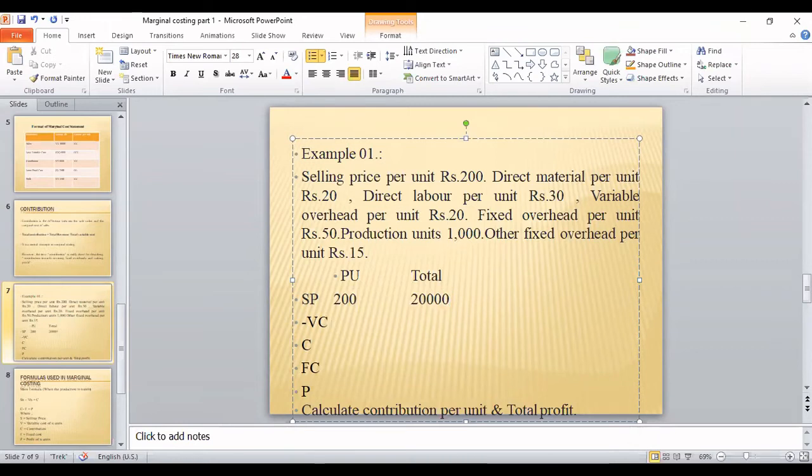So what is the variable cost per unit? Come on, tell me. No, not 58, here you made a mistake. In variable cost, we have to take all expenses which are of variable nature. Your direct material is a variable cost. Your direct labor is also a variable cost. At the same time, variable overhead itself is a variable cost. So it will be 20 plus 30 plus 20. Come on, tell me. 70. Yes, exactly. So my variable cost is 70.